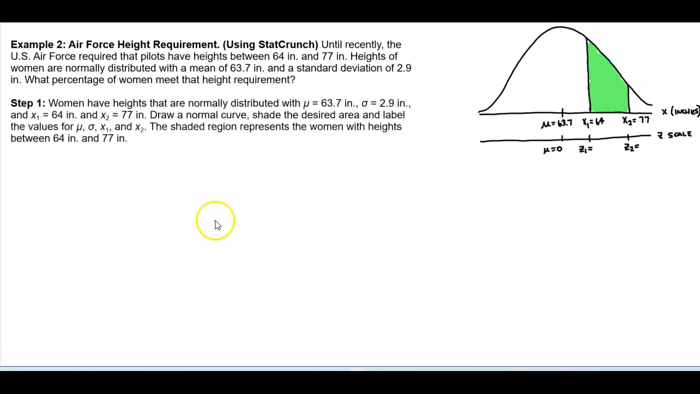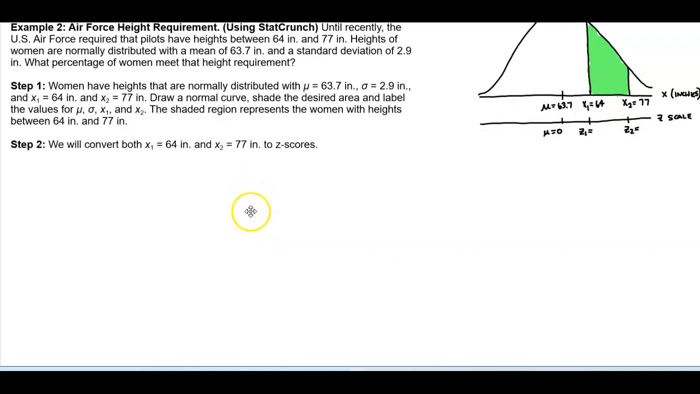So again, we know that women have heights that are normally distributed. They have a mean of 63.7, a standard deviation of 2.9. x1 is equal to 64 inches, and x2 is equal to 77 inches. We've drawn the normal curve, we shaded the desired area, and we labeled those values. Now, the shaded region again represents the women with heights that are between 64 inches and 77 inches.